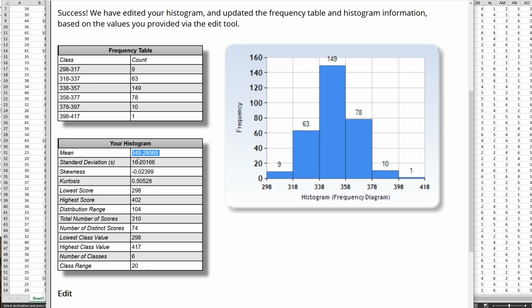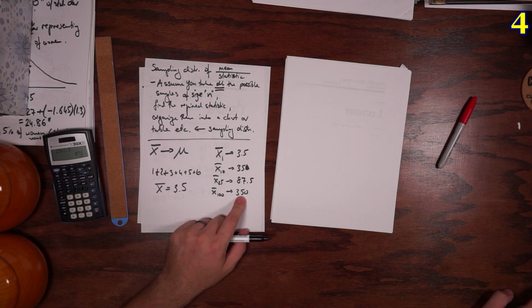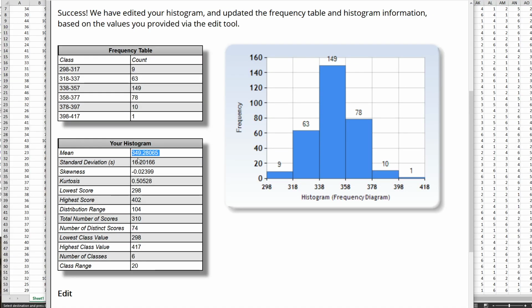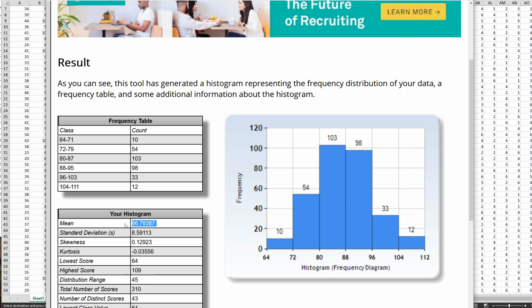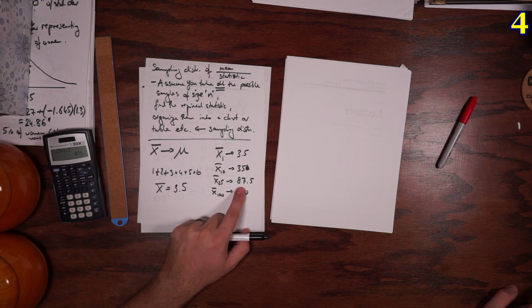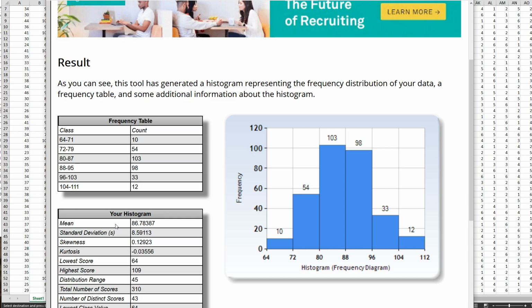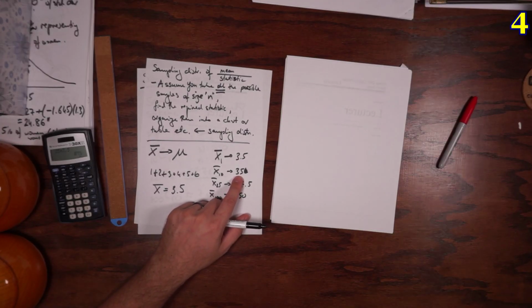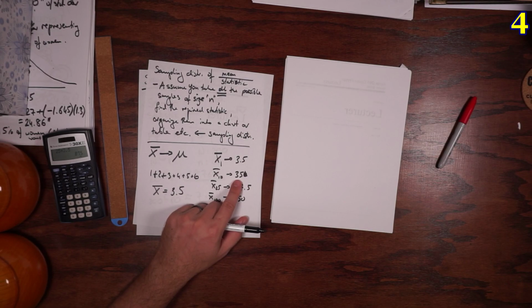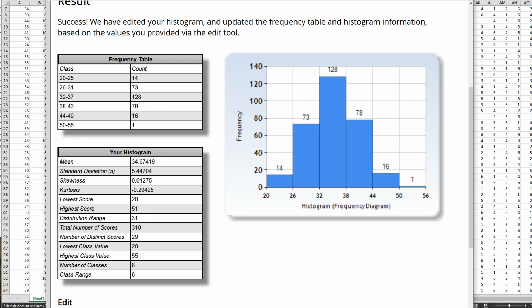349, and we would expect 350. Huh, interesting. Well, let's look at the second one. This we were getting 86.78, and we were expecting to get 87.5. Close, right? And then we got 35. We would expect to get 35, and we got 34.67.